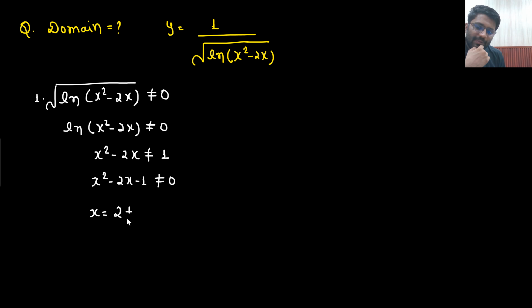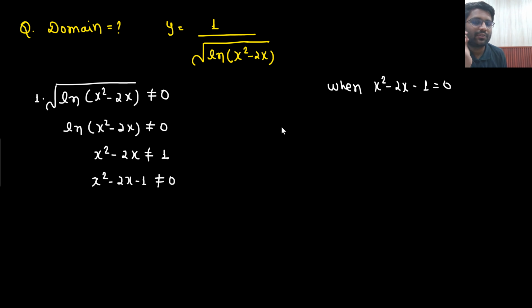That is minus b plus minus under root b square. Basically, when this value becomes 0, when x square minus 2x minus 1 is equal to 0, at what point will it become 0? This particular thing should not be equal to 0, that means it should not be equal to 1. Because what is ln 1? ln 1 is 0. So this should not be equal to 1. That means x square minus 2x should not be equal to 1. If I take 1 this side, that means x square minus 2x minus 1 should not be equal to 0.